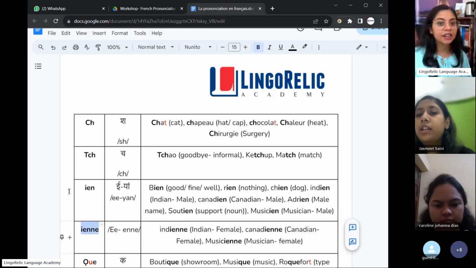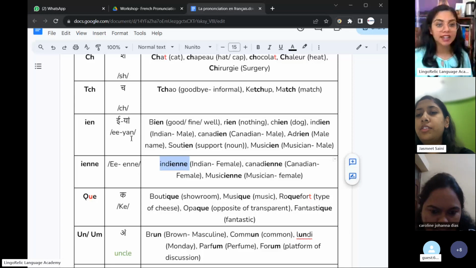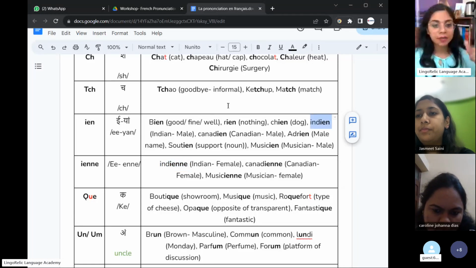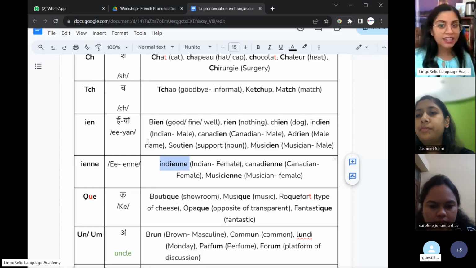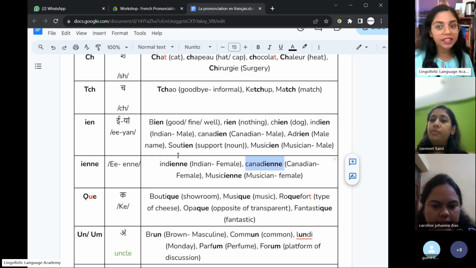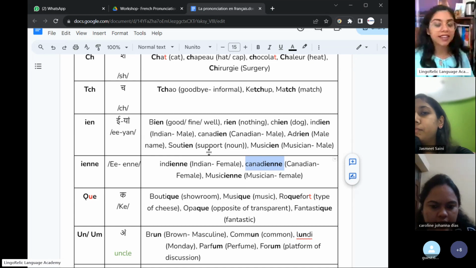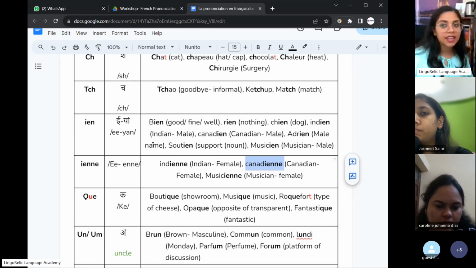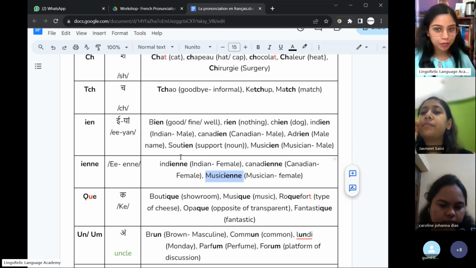Qu'est-ce que c'est? IEN is ien. Therefore, this is indien, not Indian. It's Andien. Alors, répétez avec moi. Andien. Yes, Andien. Andien male, Andienne female. Then similarly, Canadien and Canadienne. Okay. Then you have musicien and musicienne. That's right, a female musician.